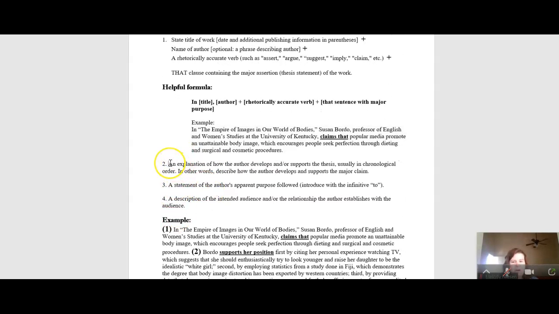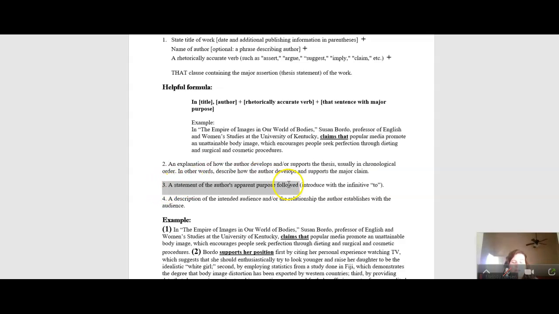And then the second part of this is an explanation of how the author develops or supports the thesis. So we want to talk a little bit about how the author develops their points. We're not going to talk about every single part of the work, because if we're talking about summarizing a book, books are hundreds of pages, right? We just need to give the key points to let our readers know what's going on.